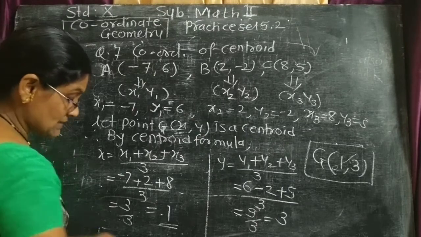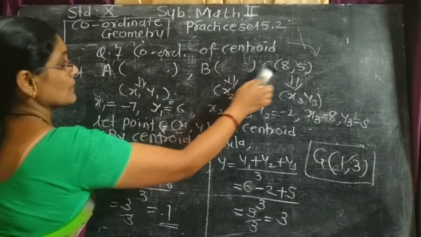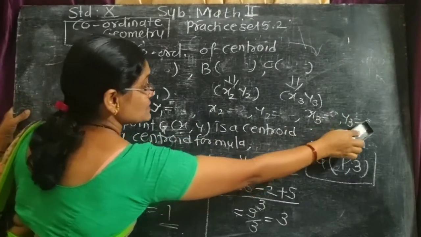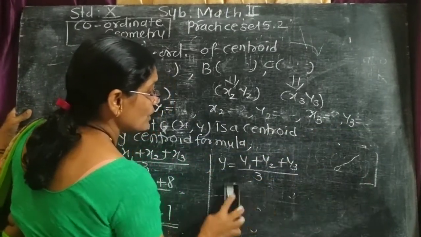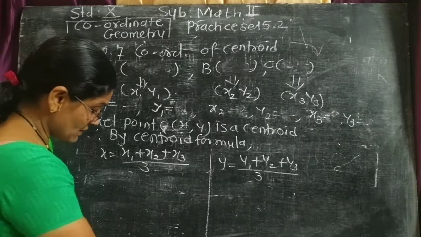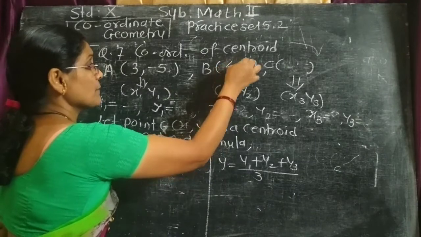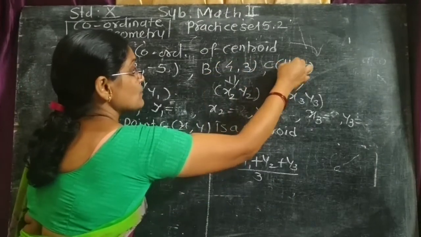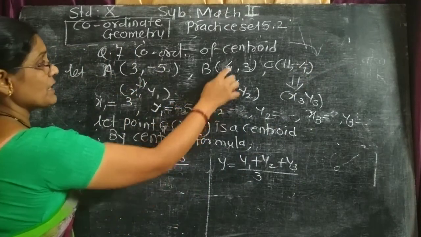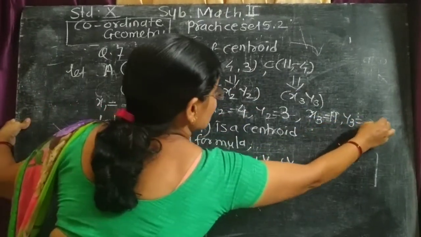Now we can solve the second example, only replacing the coordinates. We change the values only. The formula is the same, the simplification is the same. We only have to replace the values of the coordinates. What are the points given? First point 3, minus 5. Second point 4, 3. Third point 11, minus 4. The same way we write down all: x1 is 3, y1 is minus 5, x2 is 4, y2 is 3, x3 is 11, y3 is minus 4.